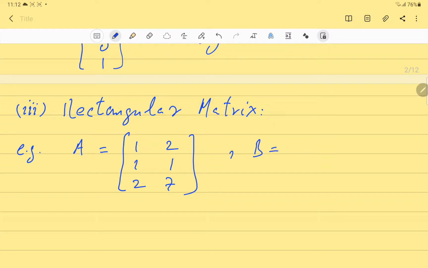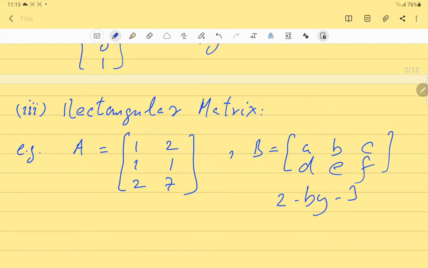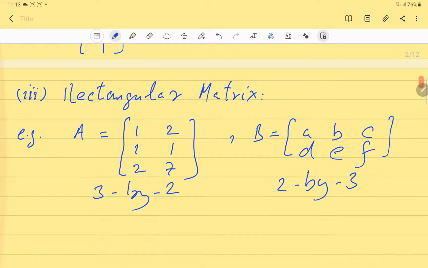Let's write down another one. Matrix B is A B C, D E F. Here we have 2 rows and 3 columns, which are again unequal. 2 by 3, number of columns are not equal to number of rows. So this is a rectangular matrix. Same in the first case, it was having 3 rows, 3 by 2, and the columns are 2. So this is our rectangular matrix.